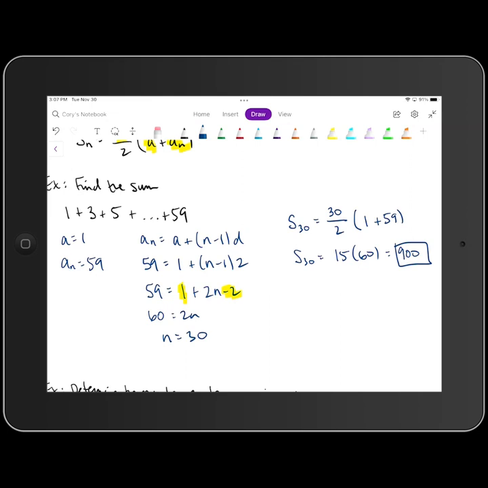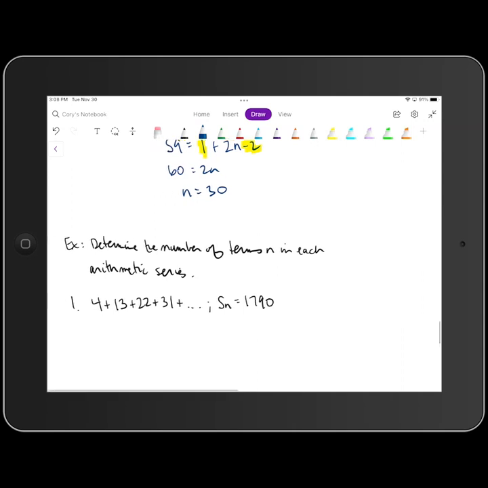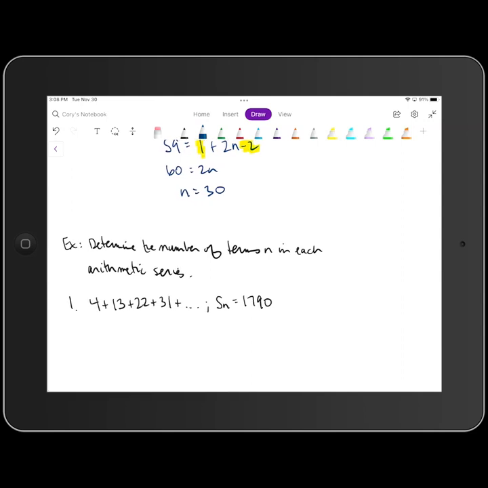Okay, last two examples I am pulling from your guys' homework assignment. These are challenging questions here. So these are about as difficult as we can make these arithmetic sequence and series problems. So directions say to determine the number of terms in each arithmetic series.